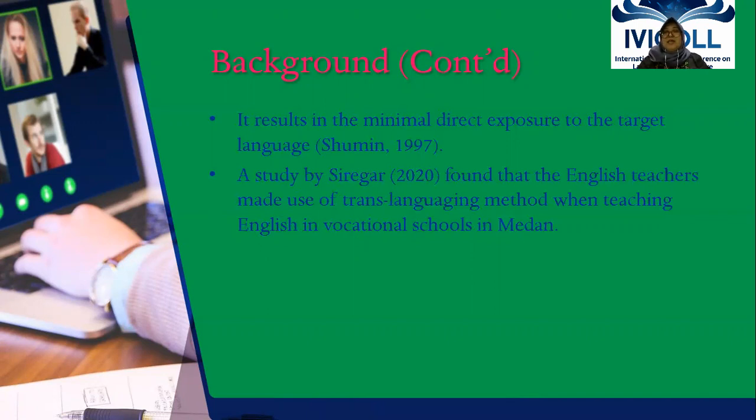A study by Sirokar in 2020 in Medan, which is in the northern part of Indonesia, exactly, it is not Sumatra, found that the English teacher made use of the translanguaging method when teaching English in vocational schools. Translanguaging here means that they shift their teaching instruction between Indonesian and English, or even using their local languages.